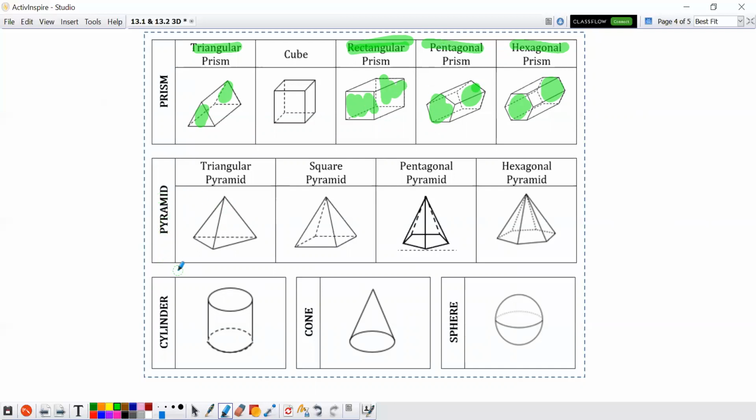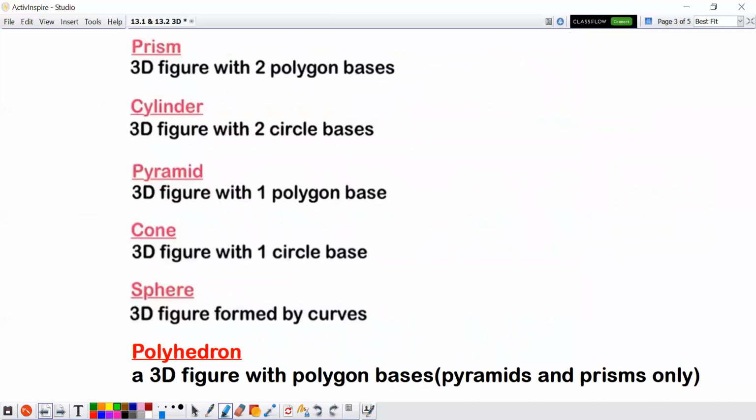And so same thing as pyramids. Pyramids only have one base, but they're still named based on the shape of their base. So that would be a triangular pyramid. This is a square pyramid. This is a pentagonal pyramid. And this one has 6 sides on the base, so that's a hexagonal pyramid. And then you all know cylinders, you know cones, and then you know spheres. So that's all vocabulary in this slide. You can find all the vocabulary in the section titled 13.1 and 13.2 notes also.